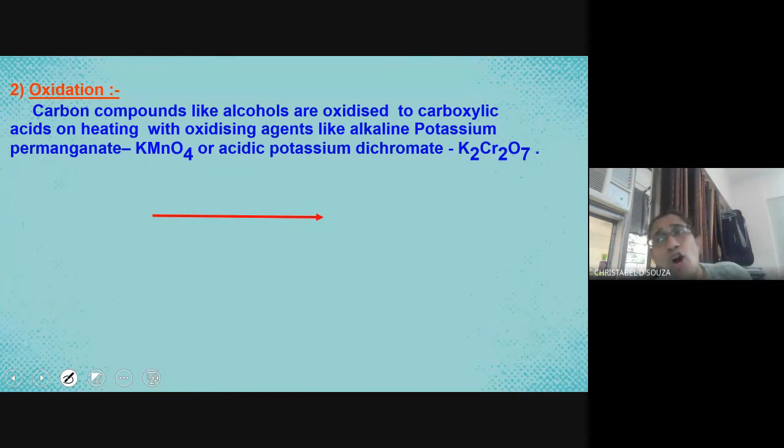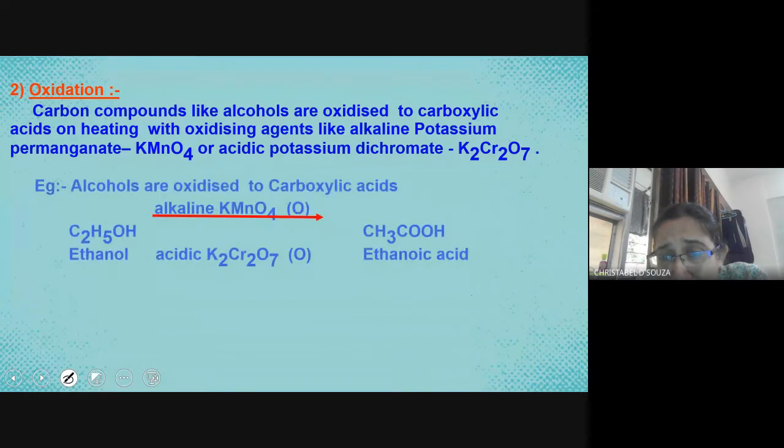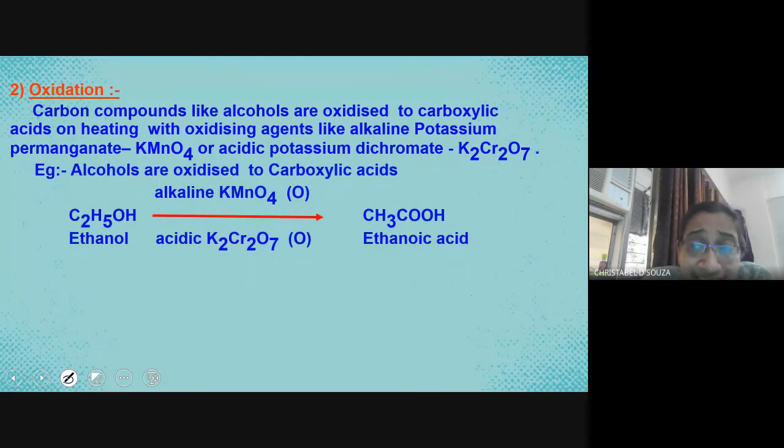Do you know the formula for carboxylic acid? Do you remember we have studied carboxylic acid? What is the functional group for carboxylic acid? It is COOH, carboxylic acid. Do you remember? C double bond O, single bond OH, carboxylic acid. Do you remember this?